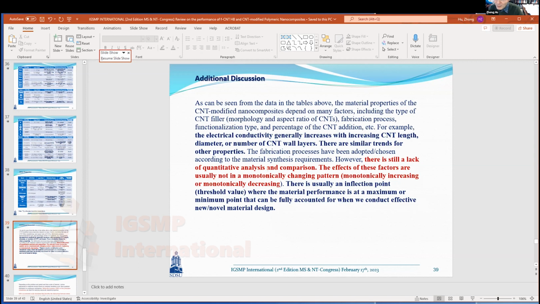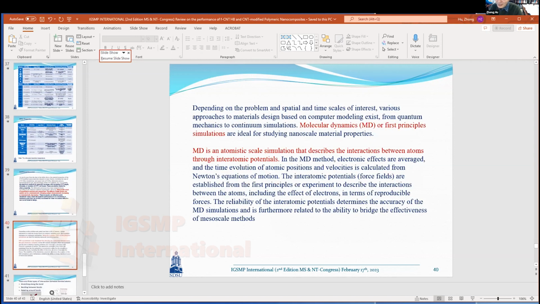And for the simulation, of course, we have so many ways to do the simulation. The first one is quantum mechanics emulation, which you can do very accurately, but the model should be very small. So that limits our capability.